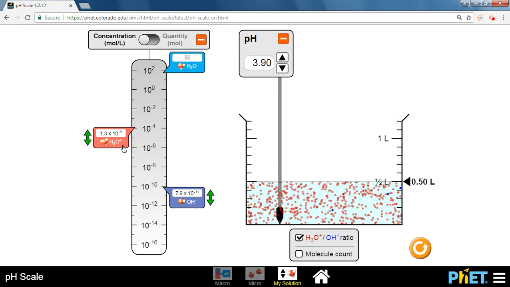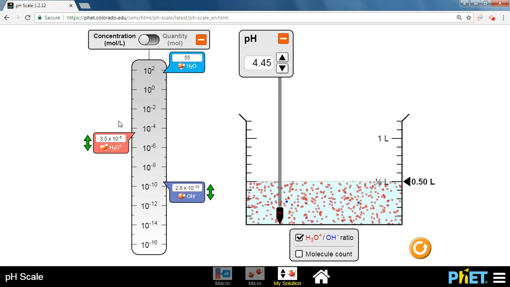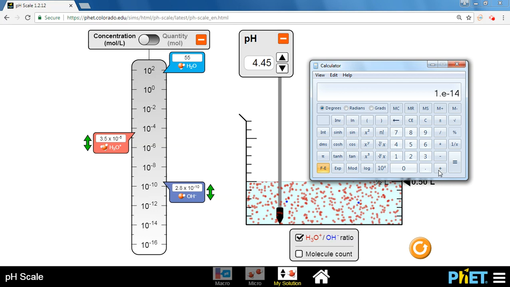The second thing I want you to use a simulation for is to practice calculating pH by using any given hydronium ion concentration, and then the reverse, where you get given the pH to calculate either the hydronium or the hydroxide ion concentration. So let's start with this one, and we'll look at how to calculate the pH.